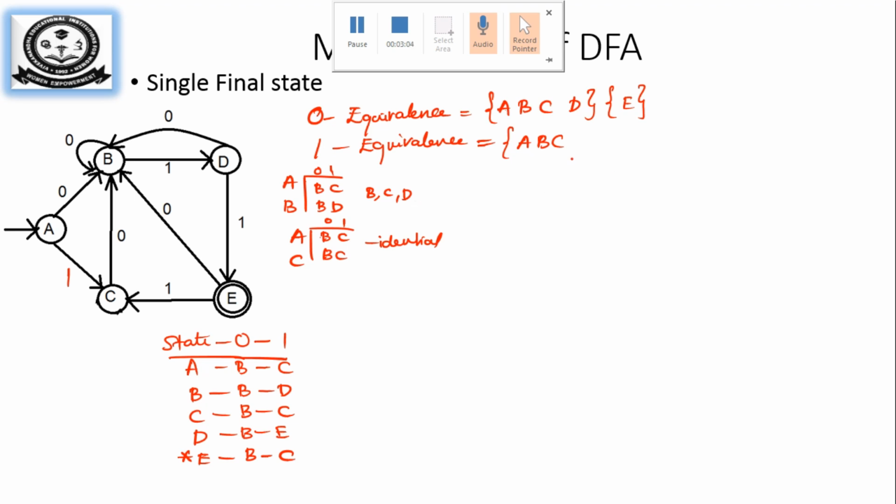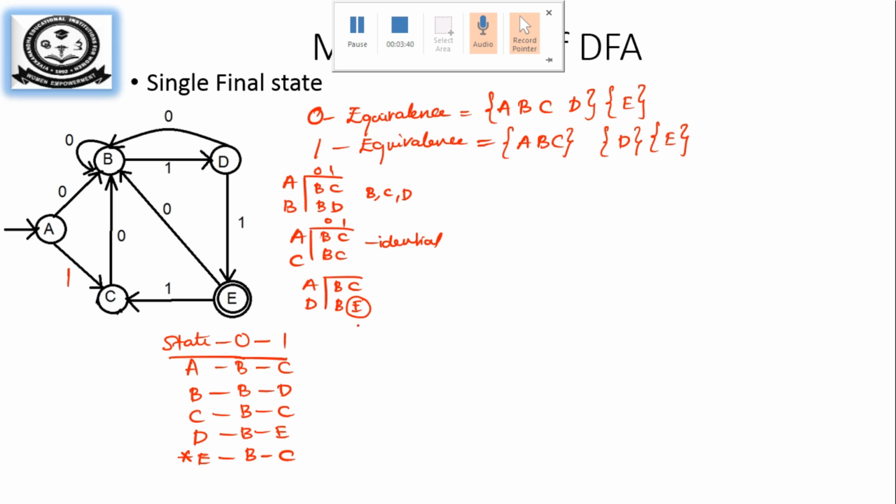Now we will check with D. D can be checked with either A, B or C. So let me first check D with A. For AD, it is going to be BC and BE. Now you can see here that E is not in the set, so D cannot be in the same set. So we will form another set for D. This is your first equivalence. All the sets are done. Now the final state set is included.